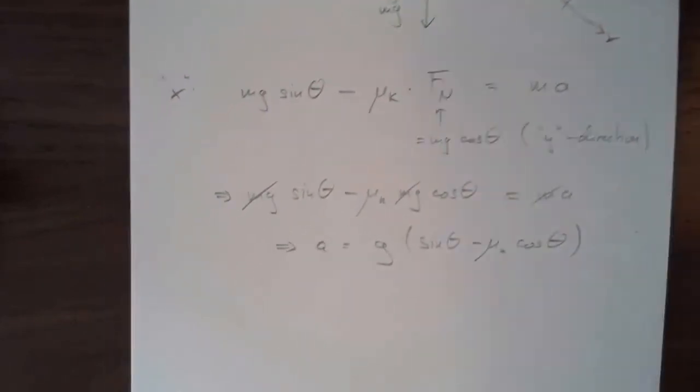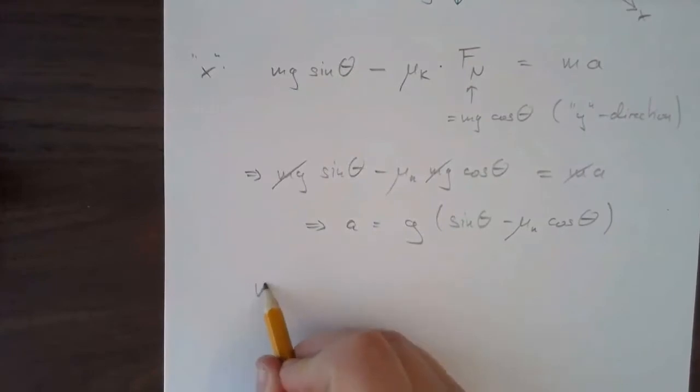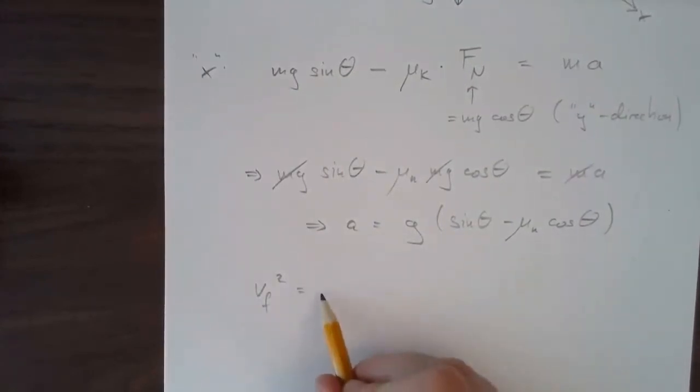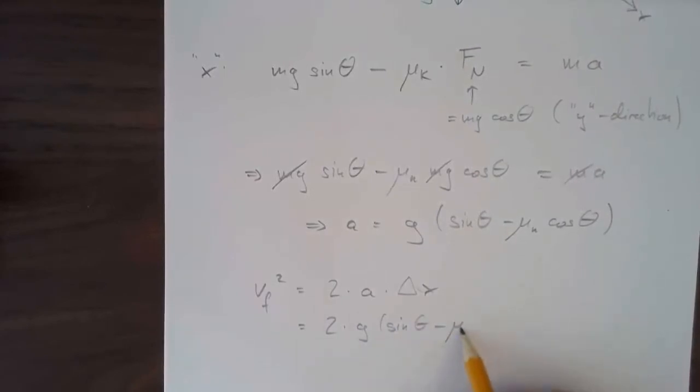Then I can now find the final velocity, and maybe you want to review your kinematics if you're not sure how to do that. I want to use the final velocity squared. It's the initial velocity squared, which is 0, starting from rest, and then twice a times the change in the displacement. Well, I've got values for that. g sine theta minus mu k cosine theta.